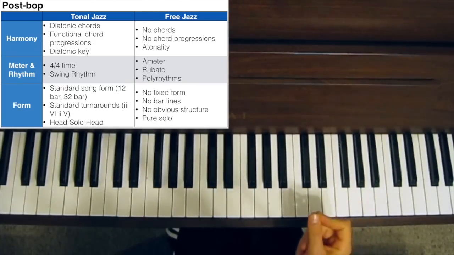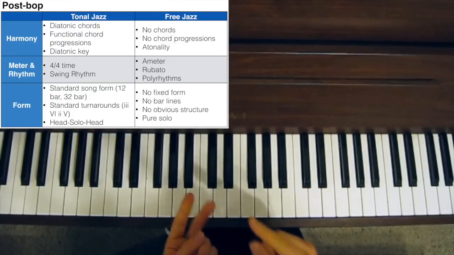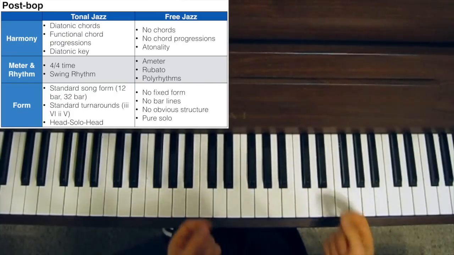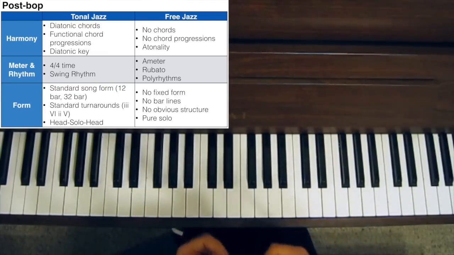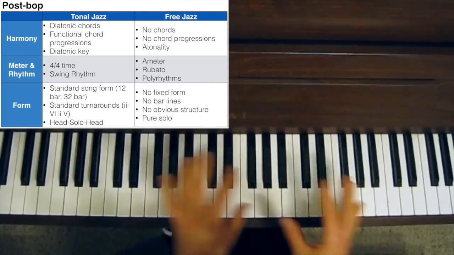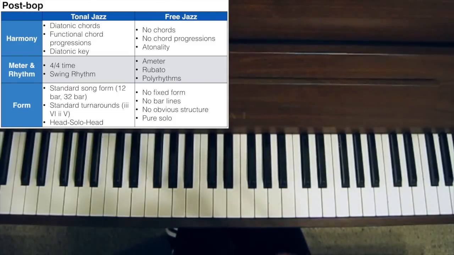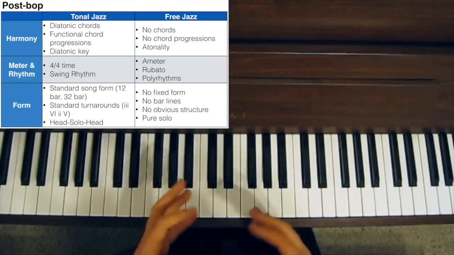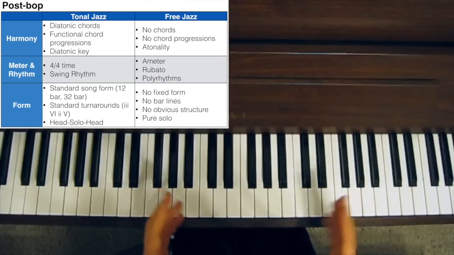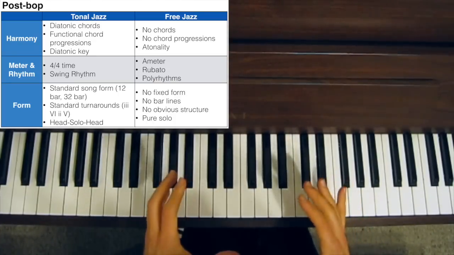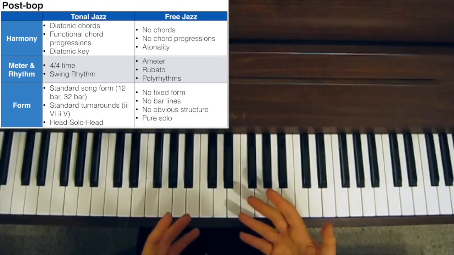Now, free jazz was a reaction to traditional tonal jazz. And free jazz often used no chords at all and no chord progressions, and often used atonality. It was often also played ametrically, that is, not in any discernible or distinguishable time signature or meter. It was sometimes played rubato, that is, slowing down and speeding up however you liked. And it involved a lot of polyrhythms. And free jazz often didn't have a fixed form or structure. Songs often had no discernible bar lines or no obvious structure with no parts or sections that you could readily identify. And often it was pure improvisation, that is, it didn't have a head, it was just pure solo, like a lot of the collective improvisation that came out of free jazz.